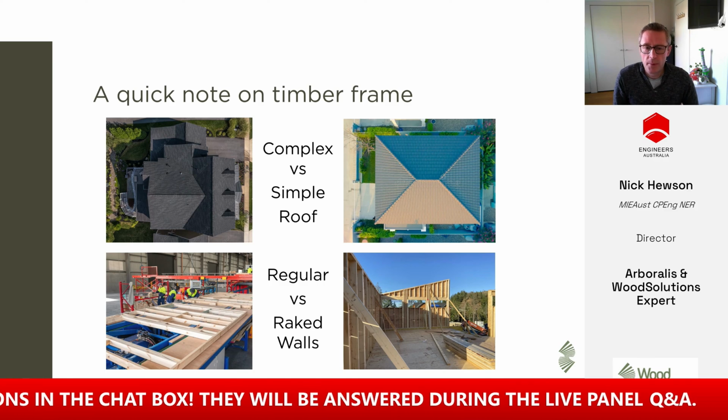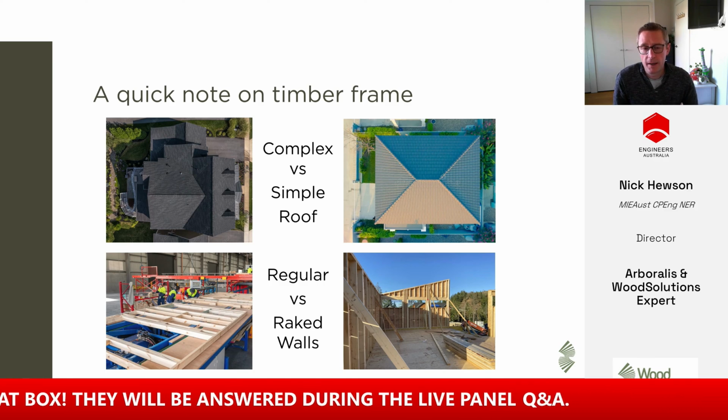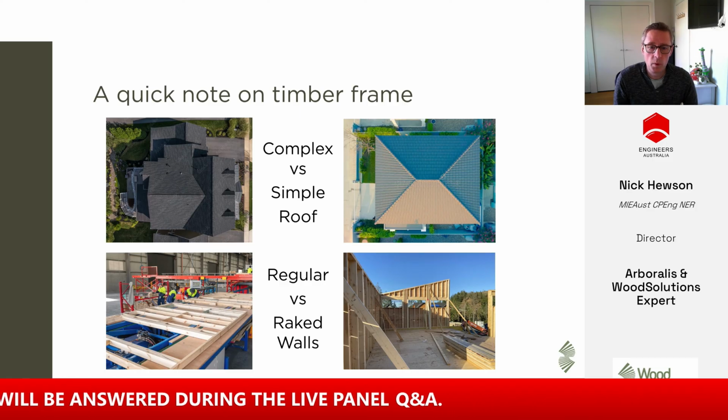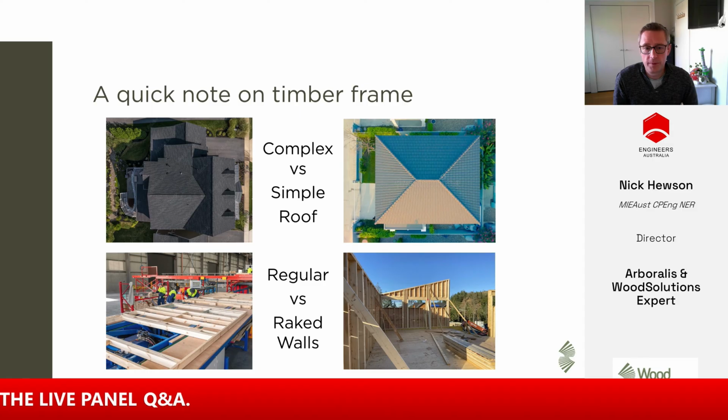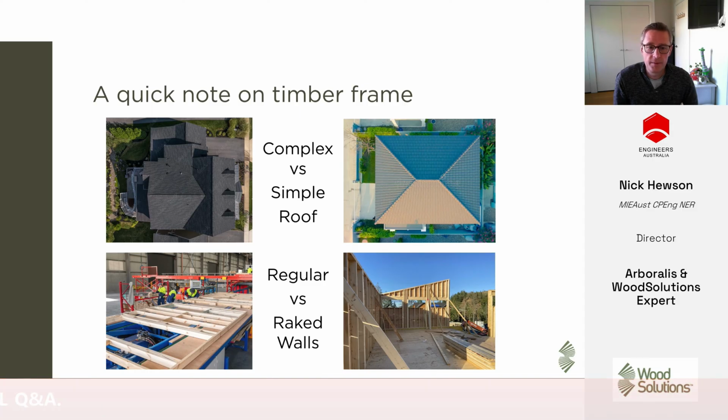And the bottom example, regular rectangular walls versus raked walls. The rectangular walls flow really nicely down the factory line, whereas raked walls with an angle often have to be built offline by hand. So, designing the building around those to make sure that we're again able to make the most use of the automated lines where possible.